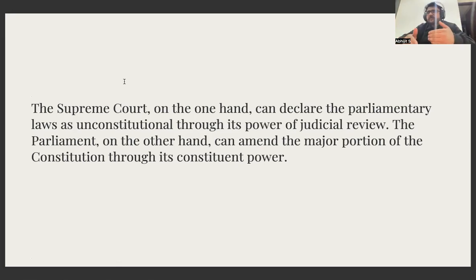And therefore, when we are to study Indian polity in detail, you'll also come across various instances throughout the 70, 75 years of the history of the Indian state, where there has been a constant struggle, a constant tussle between the concept of parliamentary sovereignty and judicial supremacy.